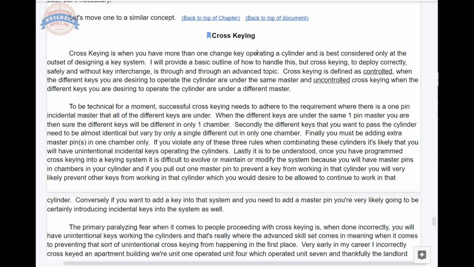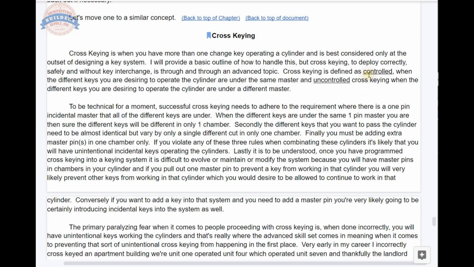to extract out of the standard progression format a group of keys that will work compatibly with each other in a cross-keyed scenario. I will provide a basic outline of how to handle this, but cross-keying to deploy correctly, safely, and without key interchange is through and through an advanced topic.